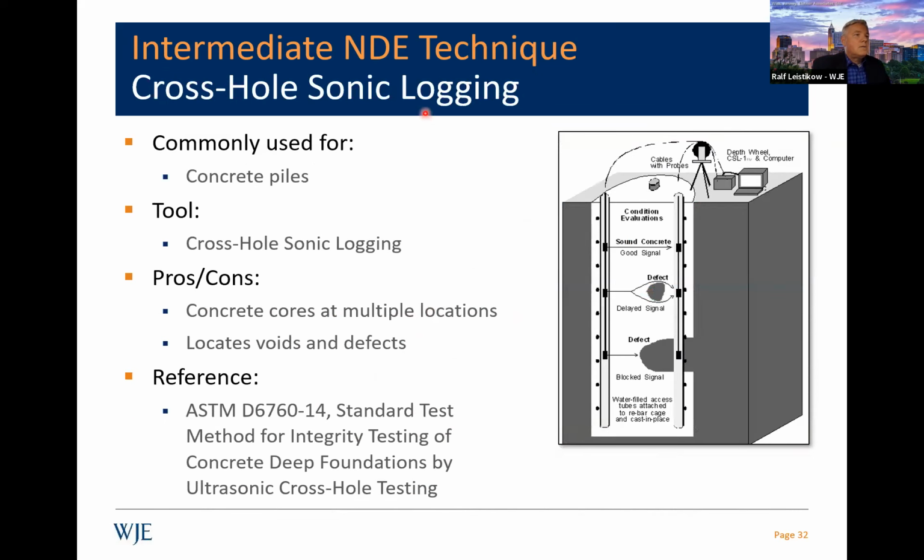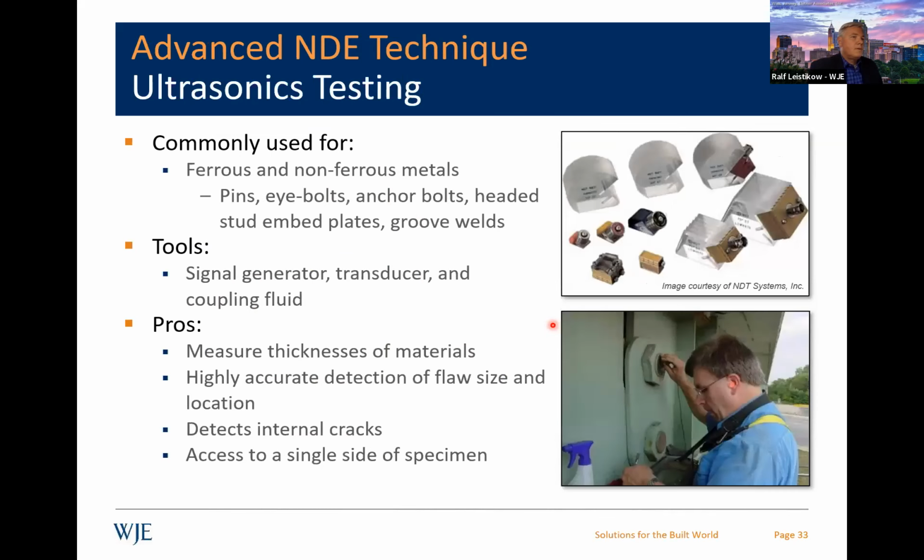The cross-hole sonic logging is really more for concrete piles, and you're actually having to core two parallel core holes, which obviously can be very difficult. But you're basically sending a signal across, and you're trying to identify defects in these piles, basically voids, or maybe where the shaft collapsed and you've got soil fill in there. So the disadvantages are the coring and potentially having to go fairly deep to do this. There is an ASTM standard that I'll list for reference if you're interested.